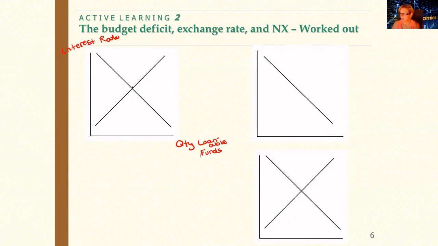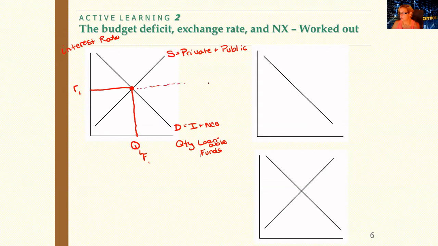We're going to start here with the balanced budget, national savings, and we have the demand, which is equal to investment plus net capital outflow. We have national savings, which is private plus public. Okay, so right now we're at interest rate R1. Here's our quantity of loanable funds, 1. We're going to go ahead and follow this over to the second graph.